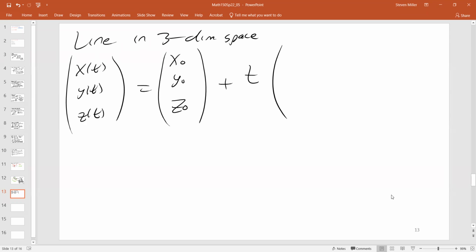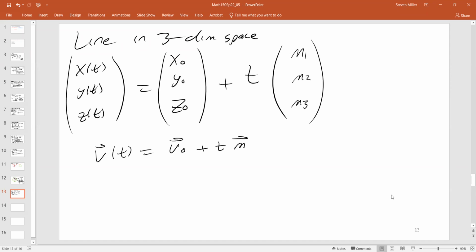And I could maybe try to write it as 1, y, z, but I don't know that the first component is non-zero. So the best is to just write it as maybe m1, m2, m3. So we could write it as, v at some time t is the initial point plus t times the slope vector. And this is a very natural way to generalize the equation of a line.